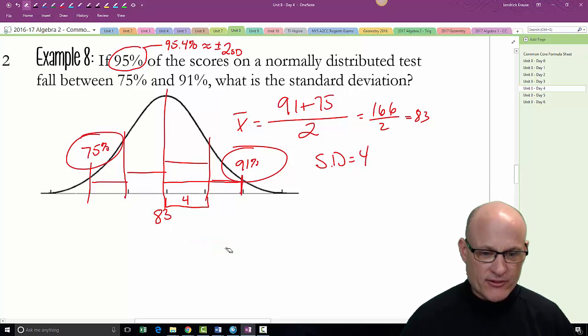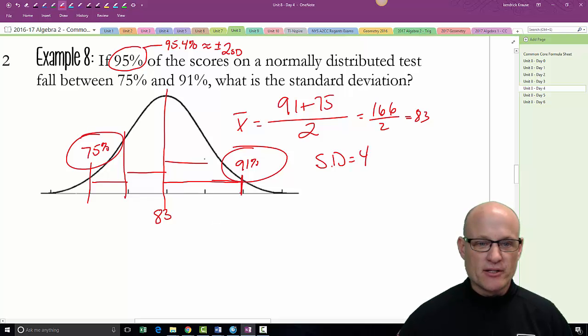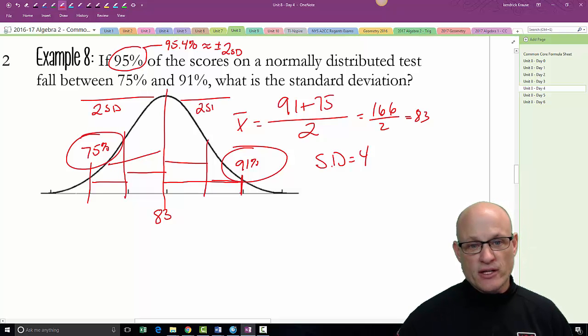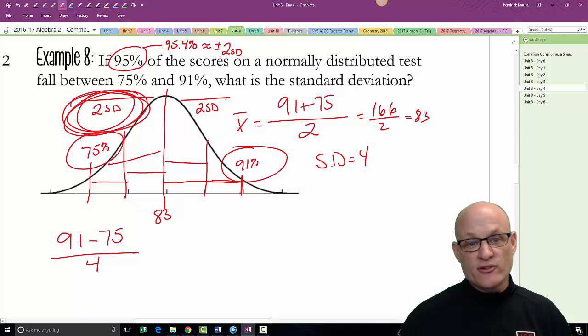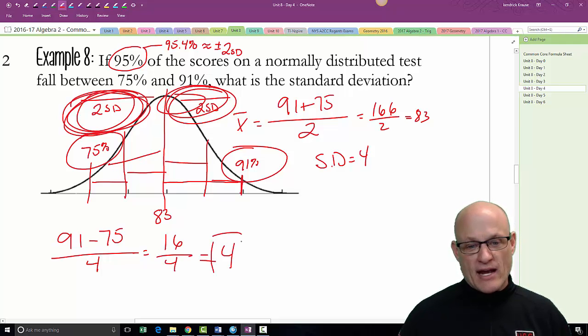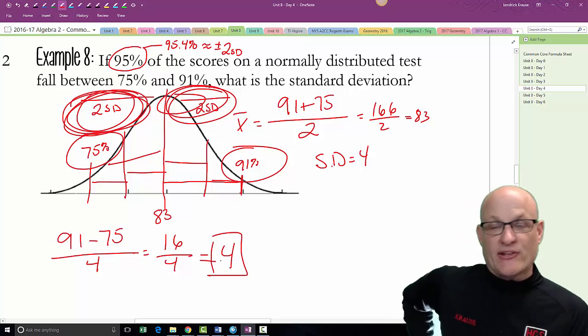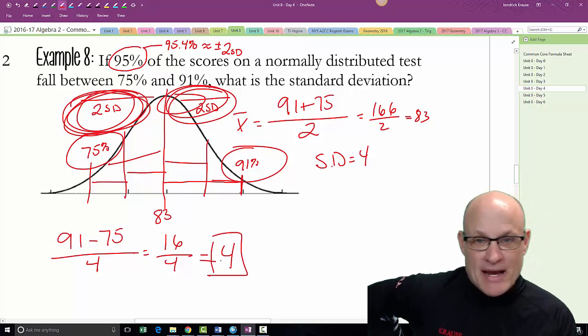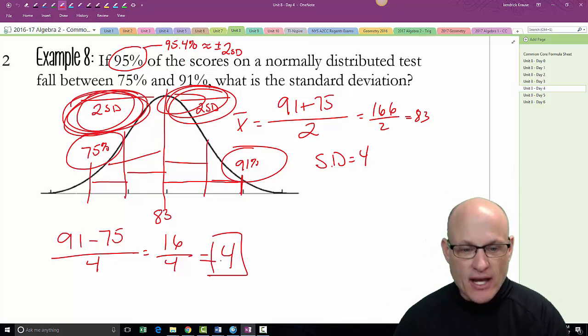Another way to think about it is to go back to my original statement. You're going down 2 standard deviations, and you're going up 2 standard deviations. So if I figured out the distance between these two, 91 minus 75, and I divided by 4, 4 being these 2 standard deviations and these 2 standard deviations, this is 16 divided by 4. I arrive at the same answer. I don't care which way you decide to go about it, but you should be able to show me mathematically how you're arriving at your solution, not just copying your neighbor.